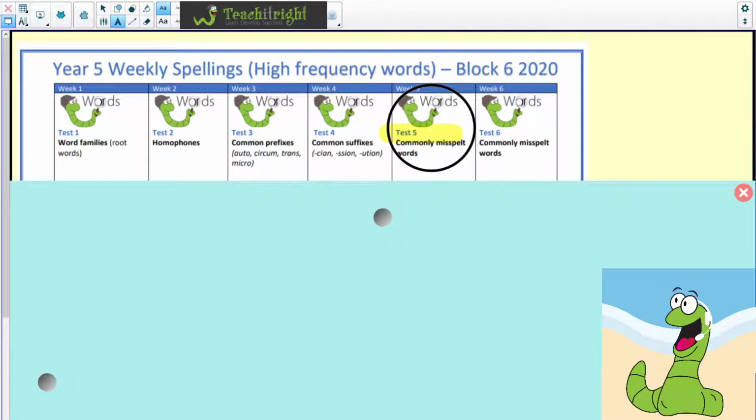Number 9, audible, audible. Number 10, audience. Write the word audience. Number 11 is autumn. Write the word autumn. And the last word this week, number 12, is beautiful. Write the word beautiful.